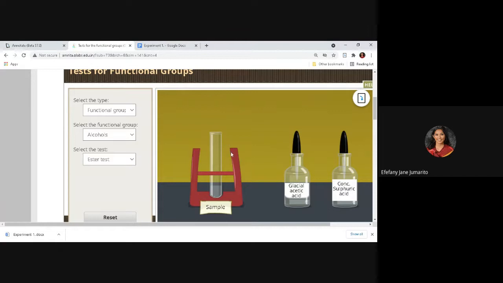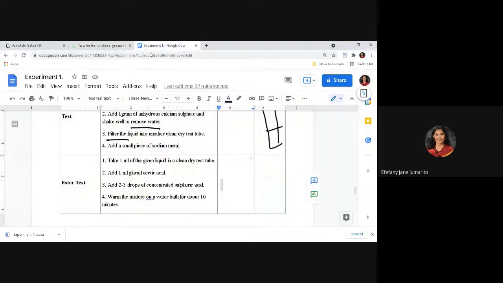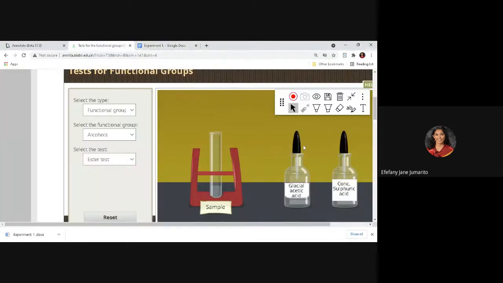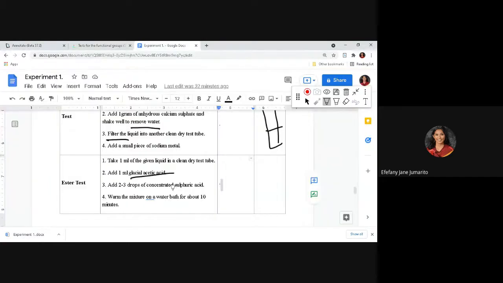Okay, we have this sample. Then we are going to add what? Number 2, glacial acetic acid. So we will add drops of acetic acid. And then we also add what? Okay, please read.